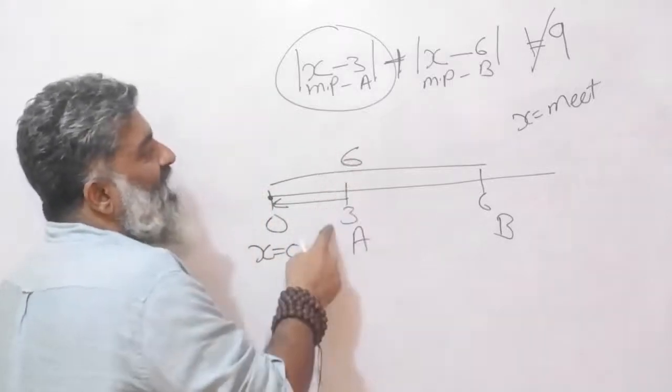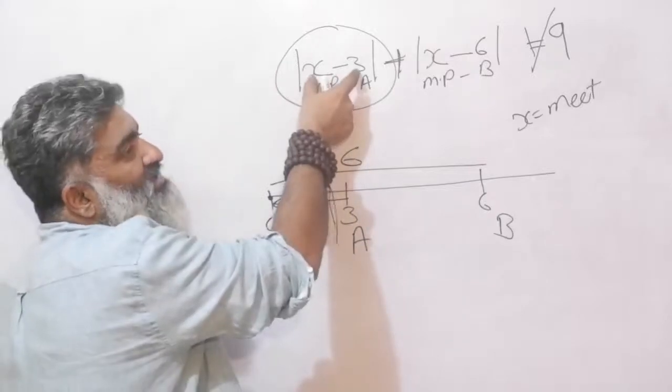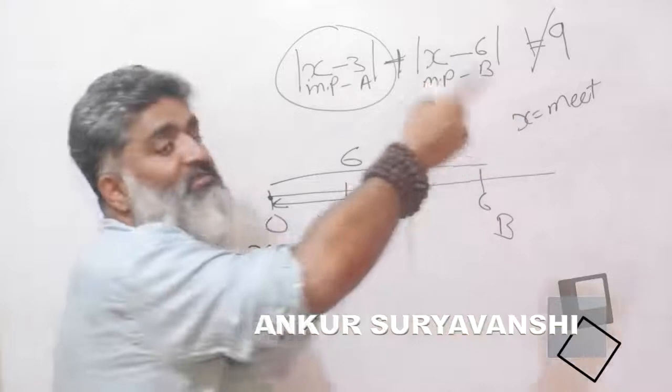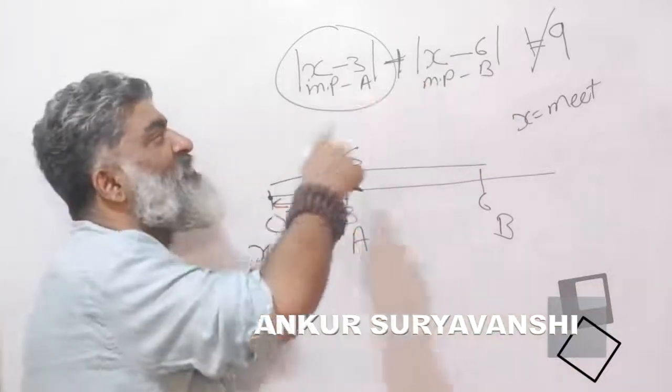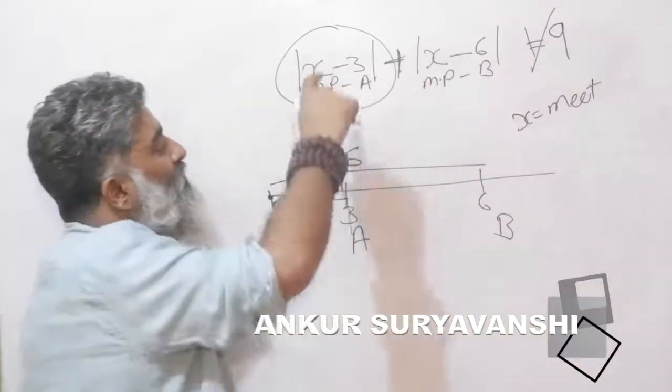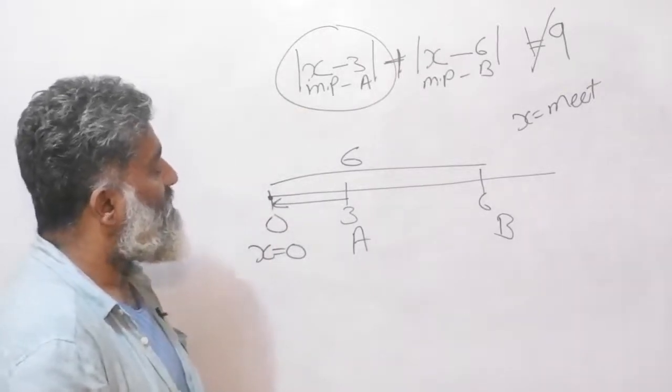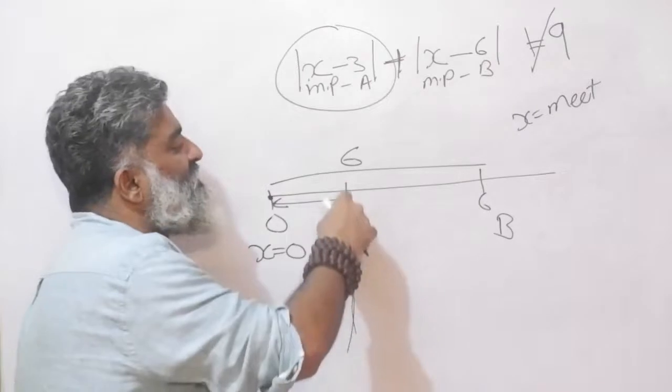So the sum will be 9. Now check it again here. 0 minus 3 will give you a minus 3. The mod of that will become a 3. 0 minus 6 will give you a minus 6. Mod of that will become a 6. 6 plus 3 is going to give you 9.